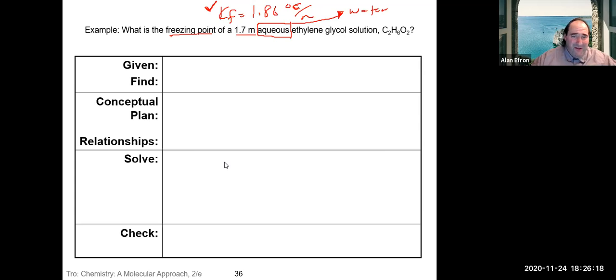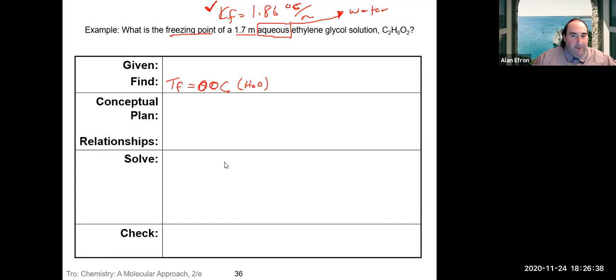We will also know that hopefully the normal freezing point of water is going to be 0 degrees. I've got to try that again. 0 degrees Celsius. That's a very badly written one. So that's going to be 0 degrees Celsius, our normal freezing point for our water.